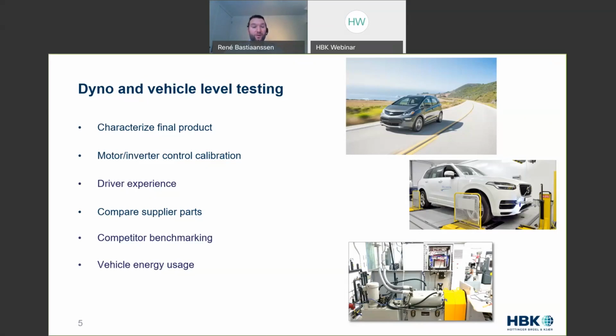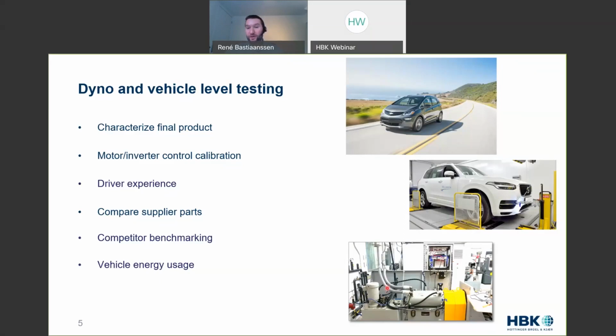It's also a way of comparing supplier parts, but also for comparing with competition, so benchmarking. And this can be done on a component level, like here we see in a motor dyno. It can also be done on a full scale level, like we see here, for example, in a chassis dyno. And those are also the typical ways to do those drive cycle testings. But in fact, as we know the testing conditions, we can already start testing on a component level, even without having a full vehicle developed.